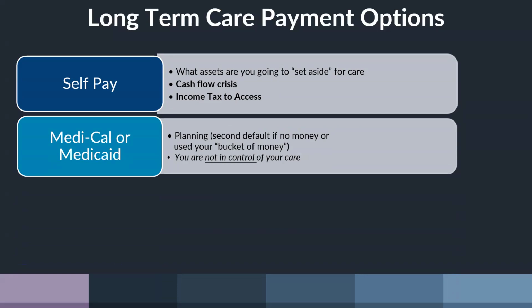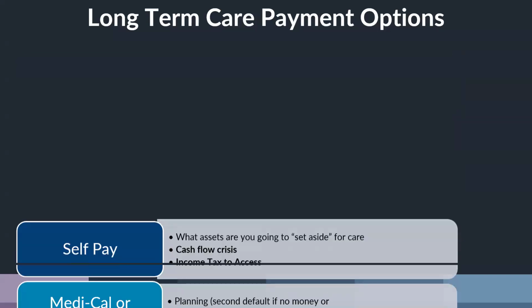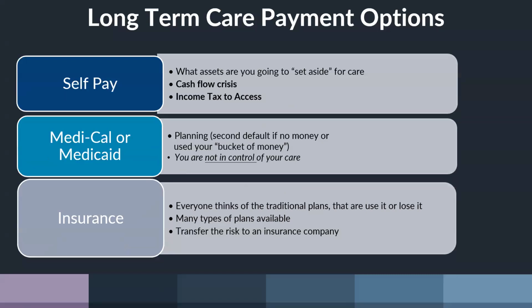And I'll talk to people who say, well, if I need that, I can go on Medicaid. Well, if you have assets, spend that first. That's not going to your family. It's going to go to your care first, then Medicaid will start paying. So I don't look at that as a plan. I look at it as a lack of a plan.